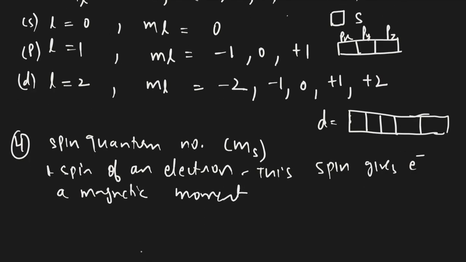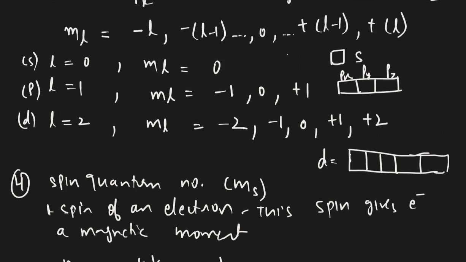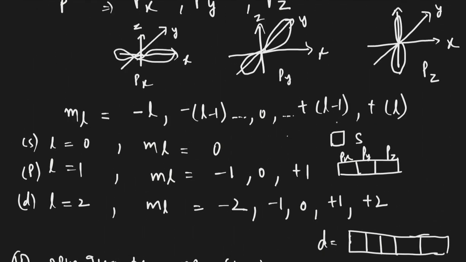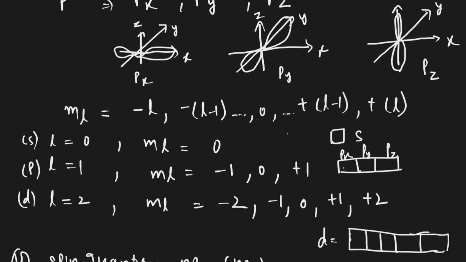Okay, and it can have only two values. The possible value for ms is either plus half or minus half. So to understand it properly, as I have already explained to you, these subshells are further divided as per their magnetic quantum number, as S in 1, P in 3 and D in 5.